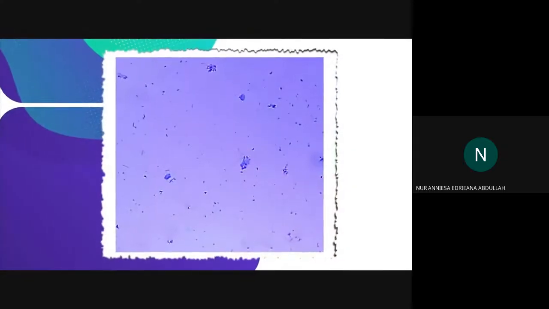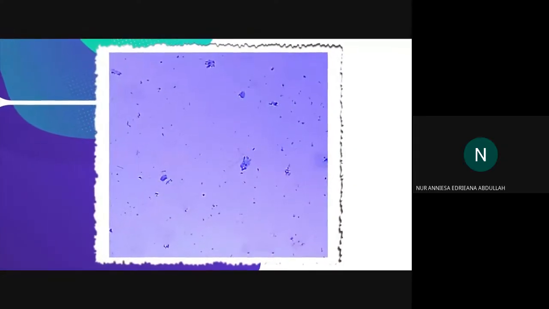We already observed our plant cells under the microscope before. Now, let's see how animal cells look under the microscope. This is a cheek cell under the microscope at 40 times magnification. This is a cheek cell under the microscope at 100 times magnification. This is a cheek cell under the microscope at 400 times magnification.